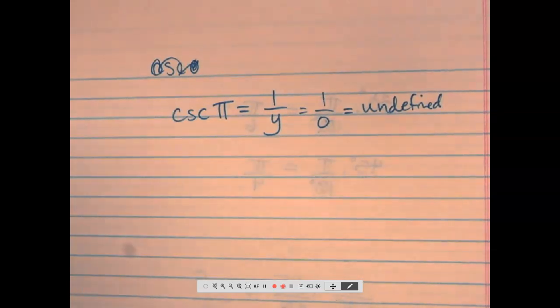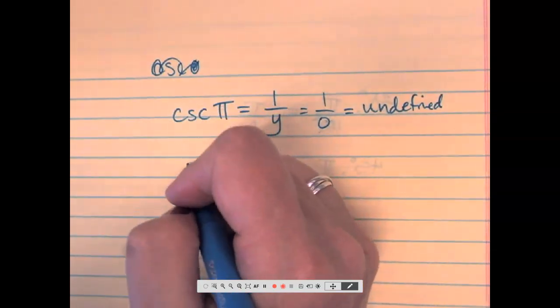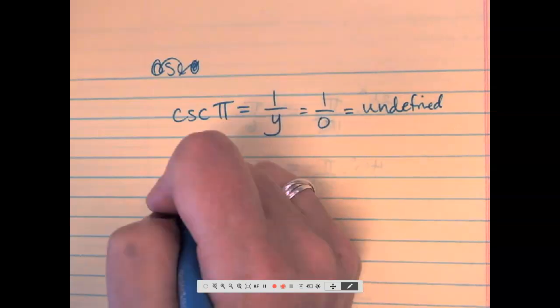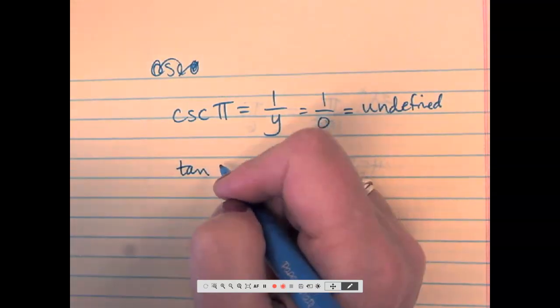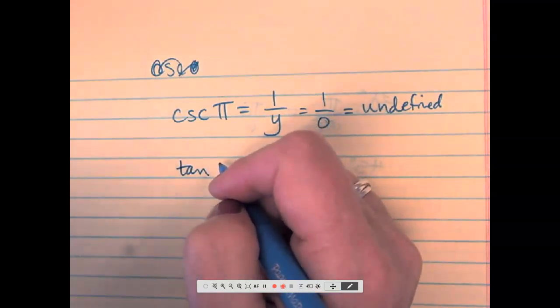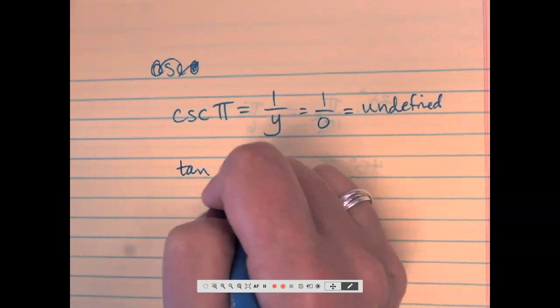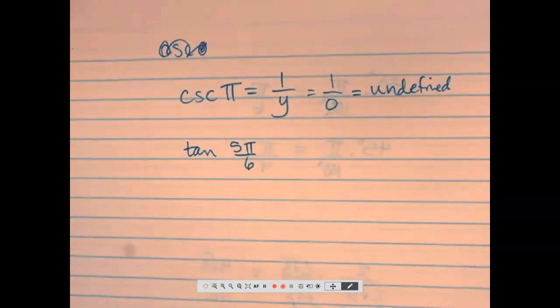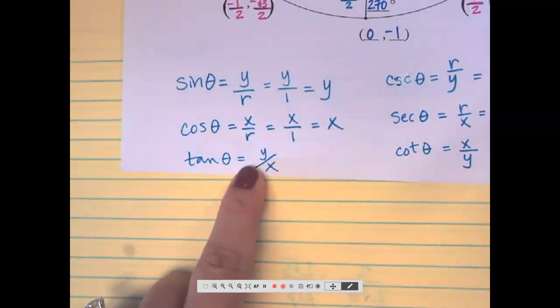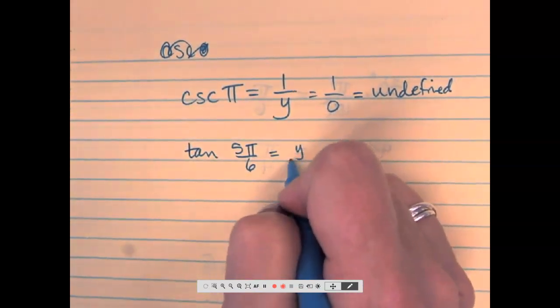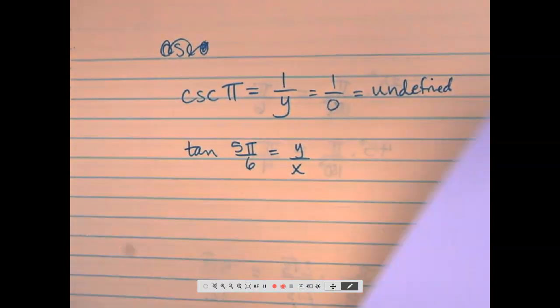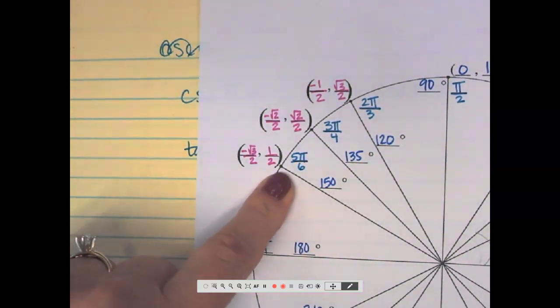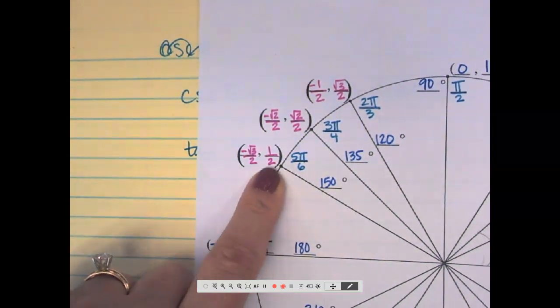Okay. We'll do one more and then I'll hand your papers out and you can get started. Let's do tangent of 5 pi over 6. Tangent of 5 pi over 6. Okay, I look at my little hint down here at the bottom. Tangent is y over x. Y over x. So I'm going to go to 5 pi over 6, and I'm going to take the y coordinate.